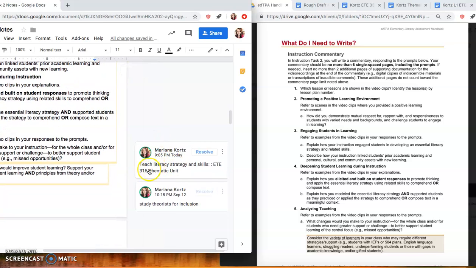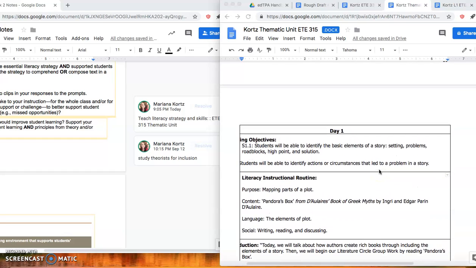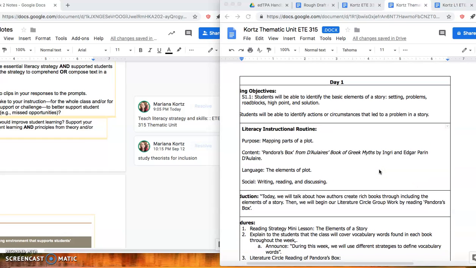In this area, you are going to consider how you taught a literacy strategy and the skills, which I really practiced when I was writing my ETE 315 thematic unit. My thematic unit was talking about mythology, and I included several books about folktales and other tales from the past and linked them into a fictional unit. So one of my lessons had the objective where students will identify the basic elements of a story: setting, problems, roadblocks, high point, and solution. And this was my literacy strategy, to be able to map out the plot of a story.